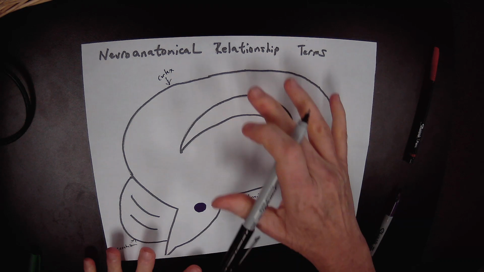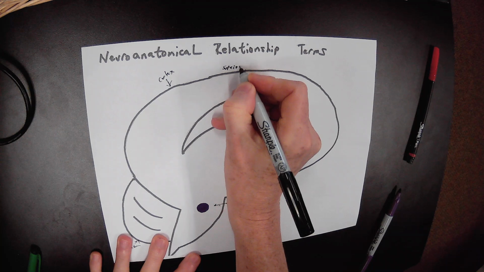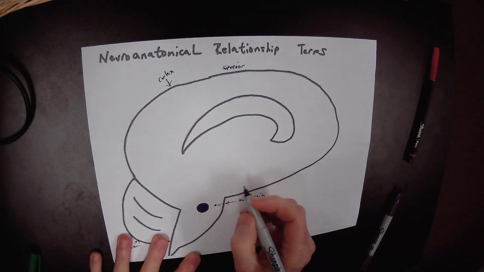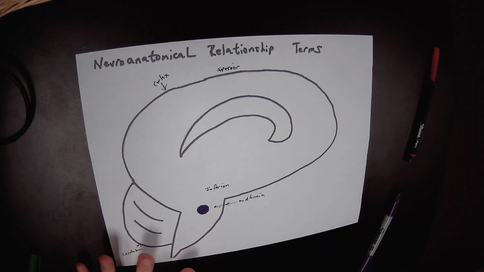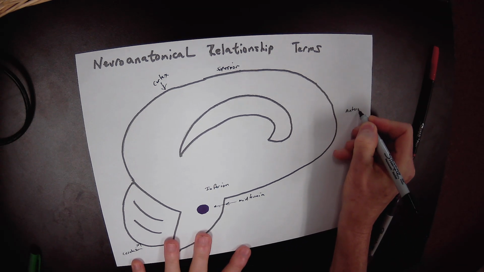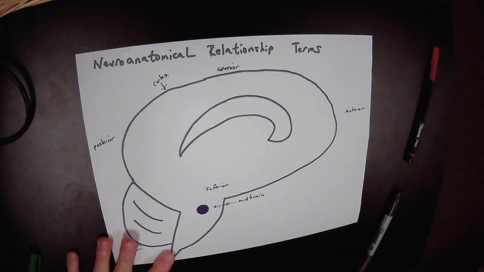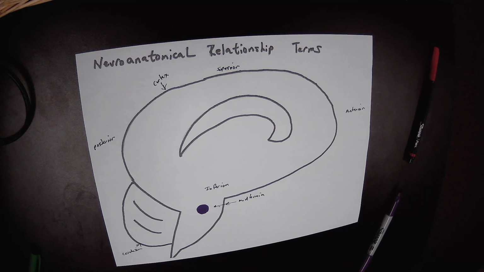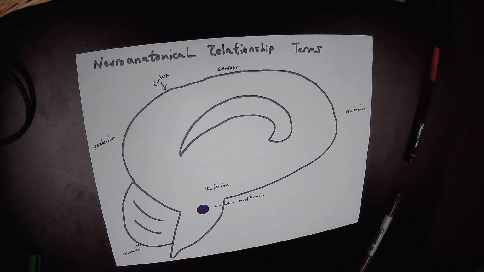If I had to label this, this is the top of the brain, so this is superior, and this is inferior. I'm talking about the brain proper right now, everything above the midbrain. We have the superior surface, the inferior surface, the anterior, here in the front, and then the posterior, there in the back. Everybody got that?